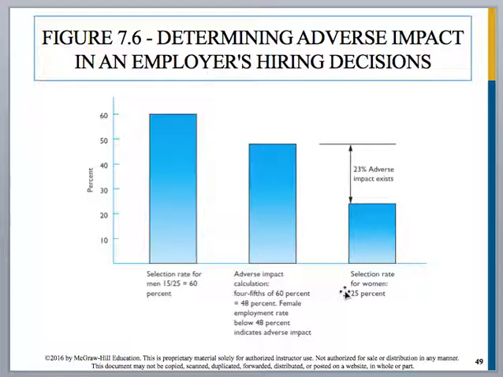The selection rate for women is 25%, so there's a 23% adverse impact that exists. So you're looking at the 48% as what indicates adverse impact. If only 25% of women were actually selected, you see that there is a 23% adverse impact rate.